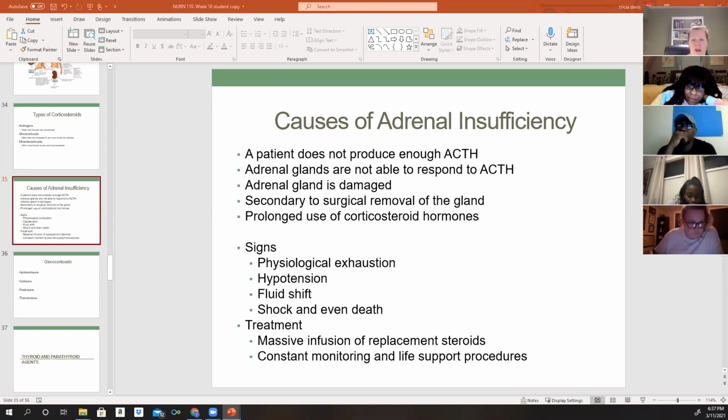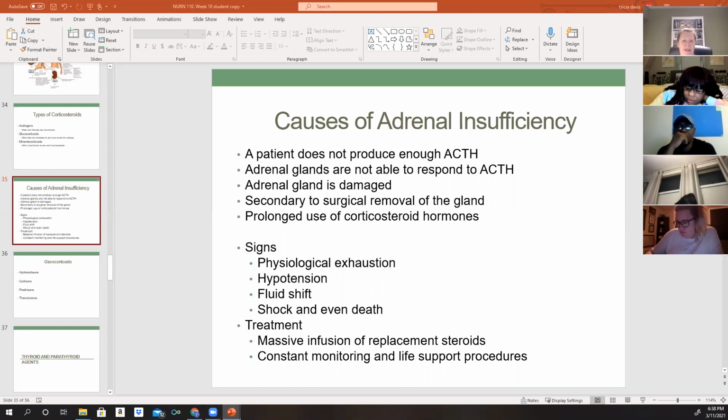All right, so what are causes of an adrenal insufficiency? So adrenal insufficiency, also sometimes you'll hear it in the clinical setting as an adrenal crisis. This occurs when a patient does not produce enough of that ACTH hormone. The adrenal glands are not able to respond to the ACTH. The adrenal gland could be damaged. It could happen secondary to surgical removal of the gland. So obviously, if we remove that gland, it's not going to be able to make that hormone anymore.